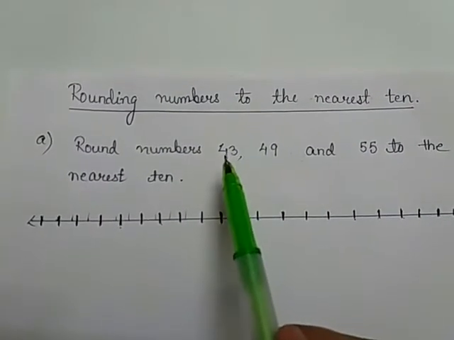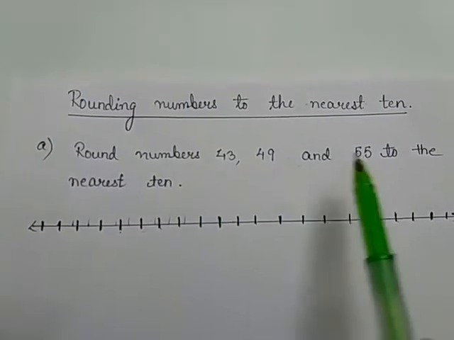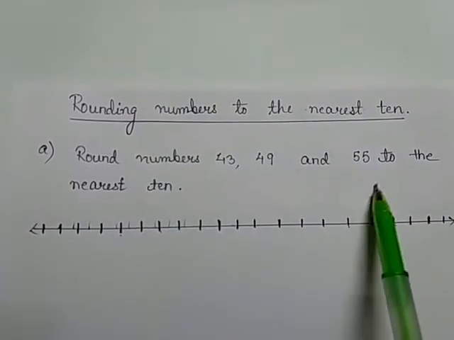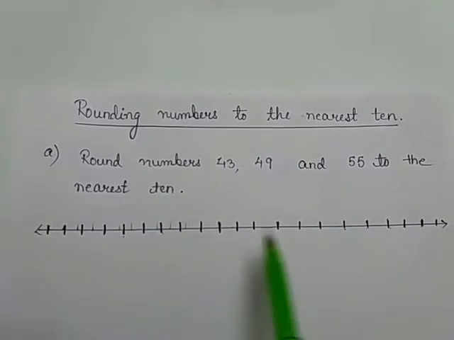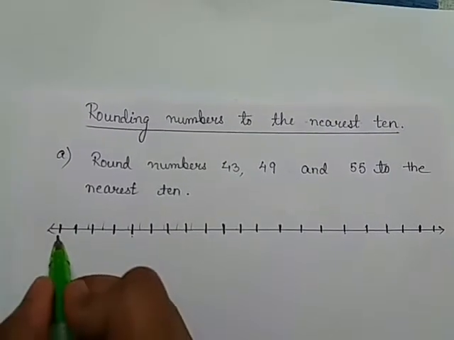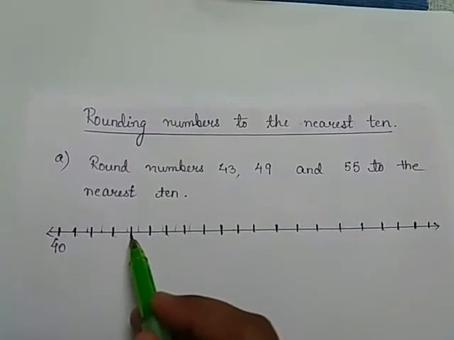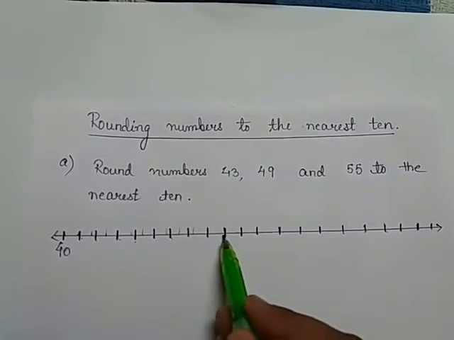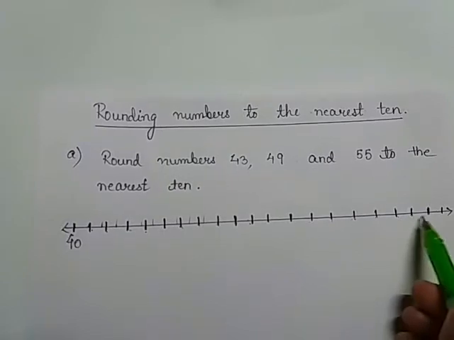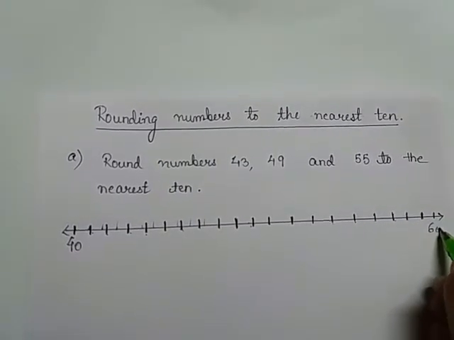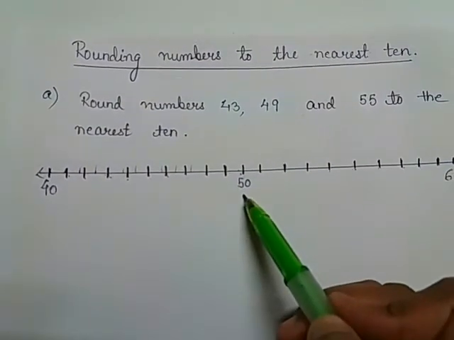So here I have first drawn a number line and divided it into equal divisions. Now see, the 3 numbers that we have to round off, 43, 49 and 55, come between 40 and 60. So accordingly I have divided this line into 20 divisions. If I take it here 40, then this will be 41, 42, 43, 44, 45, 46, 47, 48, 49, 50, 51, 52, 53, 54, 55, 56, 57, 58, 59, 60. This will be our 60. And this middle one will be 50.